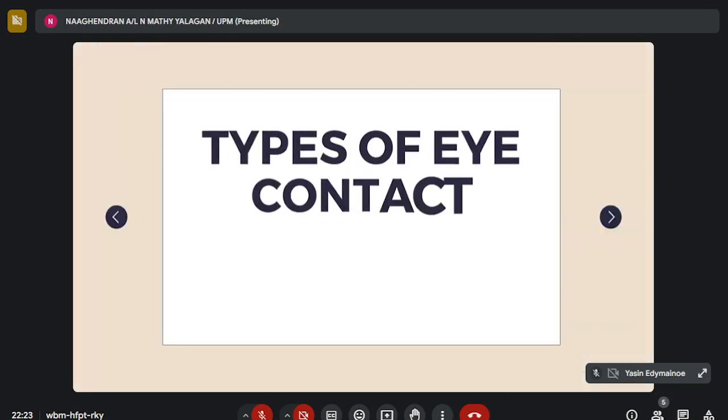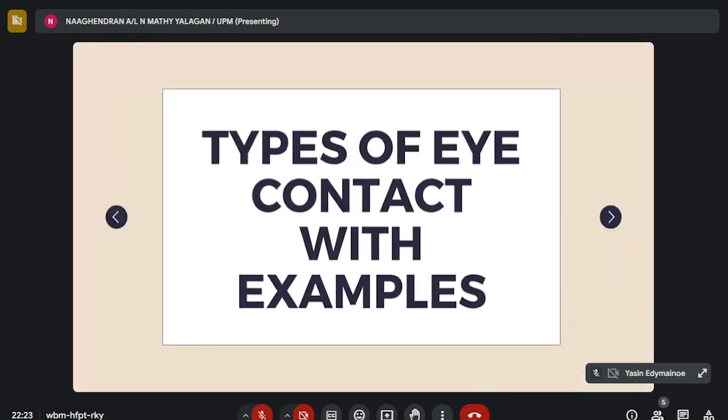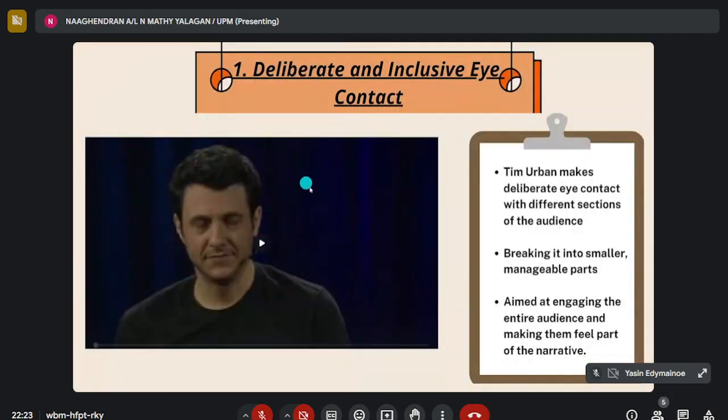Right. Next, we'll be looking into the types of eye contact with the examples from the video earlier. The first type of eye contact will be deliberate and inclusive eye contact. We'll have a look at it.